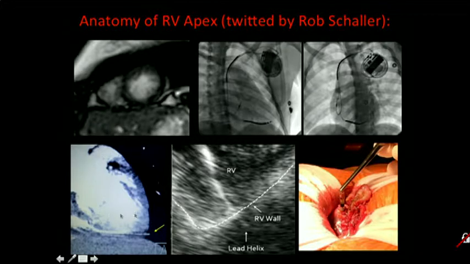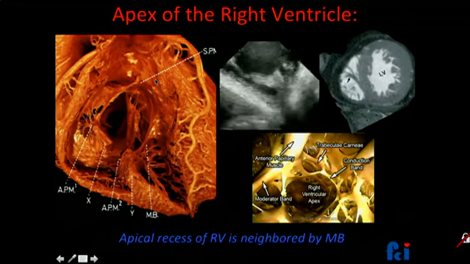Since it is a tip, this area lends itself to perforation, especially with devices. These are two of the areas where there can be perforations. You can see towards the tract there is one in the anterior recess, and here is one which is the apical recess of the right ventricle, where frequently these are the two places where you see the perforations caused by devices most of the time, as is the case here, which was tweeted by Rob Schaller. You can see the anterior aspect of the tip of the right ventricle, which is precisely where the electrode is going through.